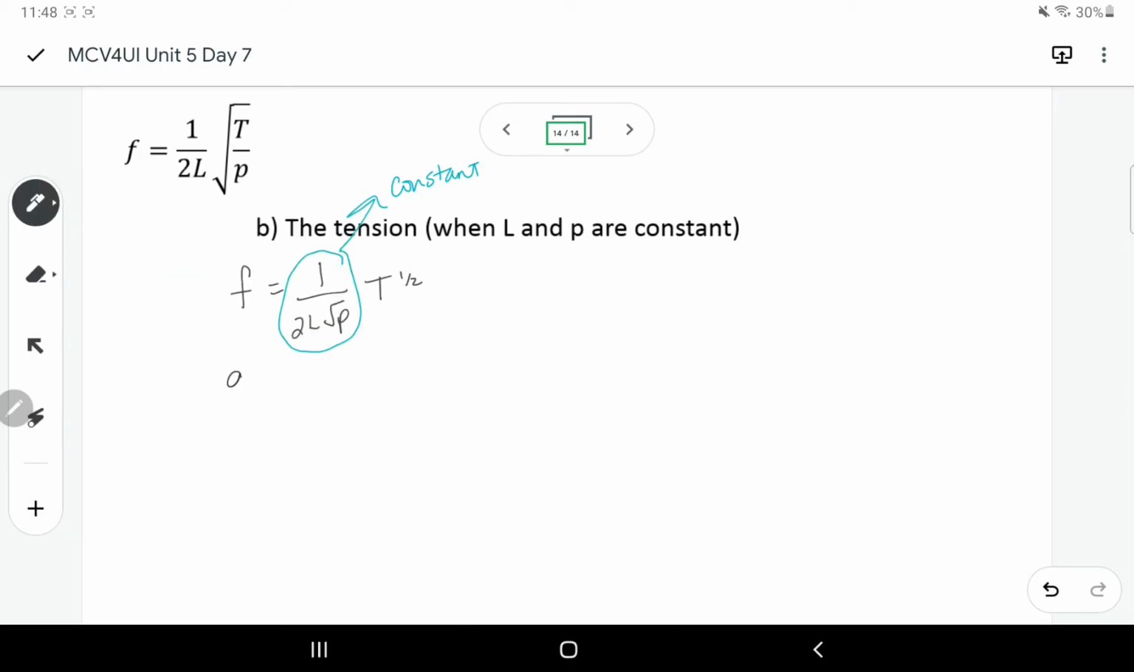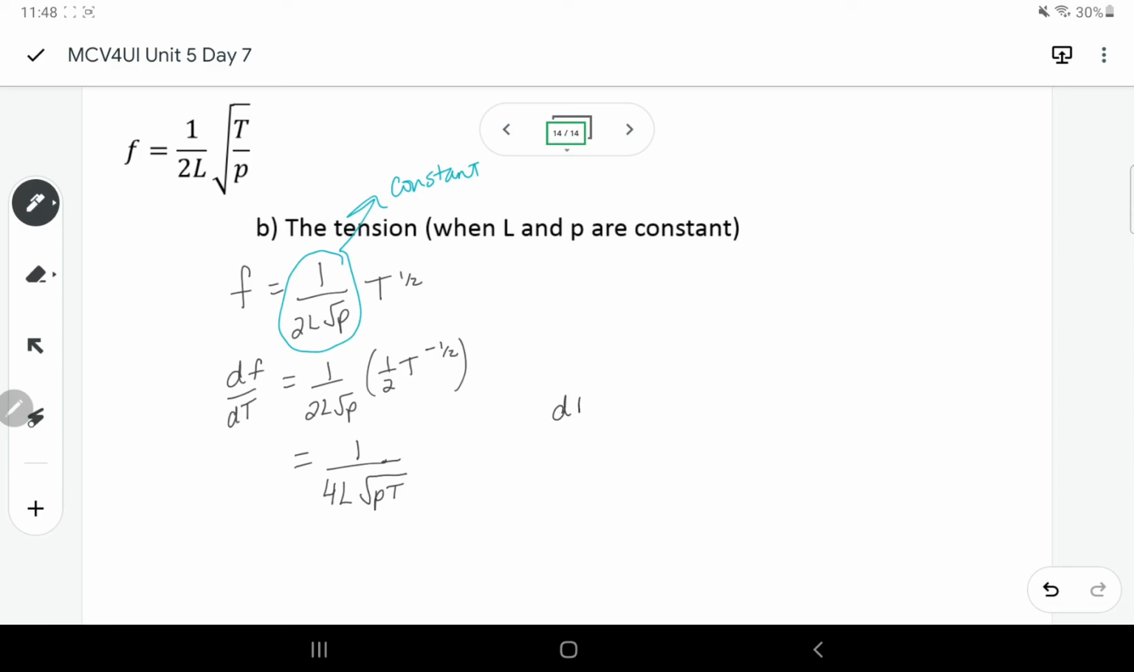So I'm going to take the derivative of frequency with respect to tension. It is going to be this constant value times the derivative of T to the 1/2. So that's 1/2 T to the negative 1/2. Rewriting this, I have a 2 there and a 2 there, so I've got 4 on the bottom, 4L, and then the square root of P and T. They're both on the bottom and they're both square roots.